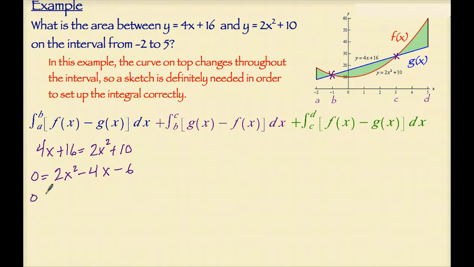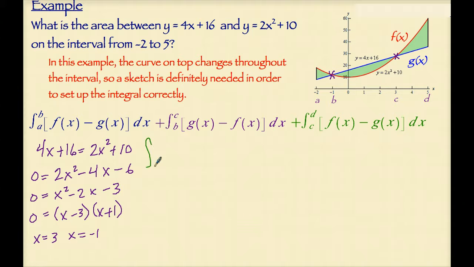I can divide both sides by 2 and get x squared minus 2x minus 3. When I factor that quadratic, (x minus 3)(x plus 1), I see there are 2 points of intersection at 3 and at -1. So in this case, A is -2, B is -1, C is 3, and D is 5. And when we set up our integral, we're going to have the following.